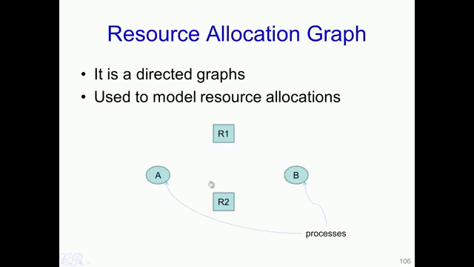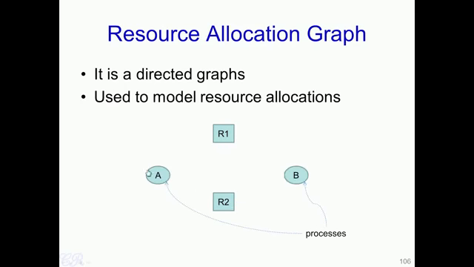In a similar way, circles as shown over here are used to represent processes, and as we saw before, arrows directed from the process to the resource indicate that a request is made for that resource. For example, over here the arrow from A to R1 indicates that A is requesting resource R1. Similarly, B in this case is requesting resource R2.